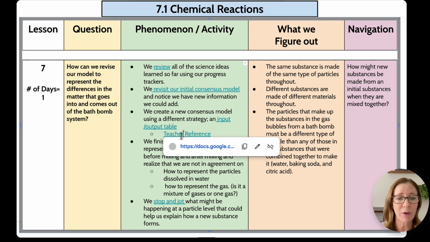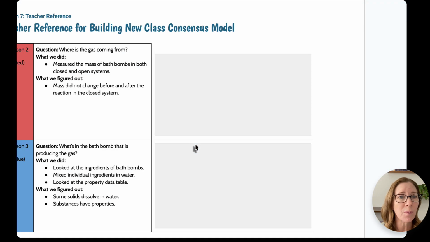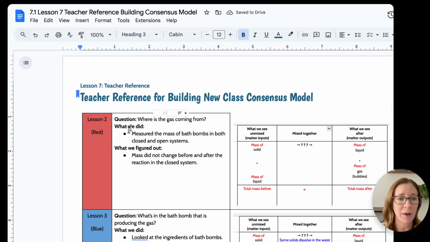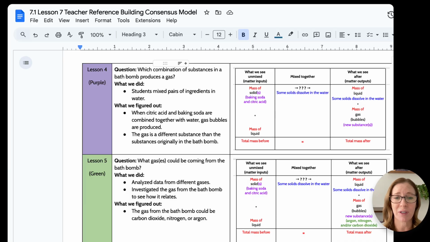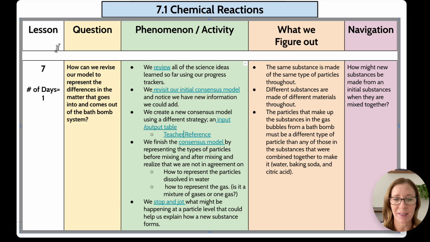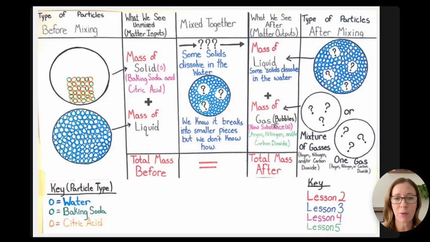There is a reference right here that walks you through each of the steps. This is what the lesson question was and what we figured out, just a reference of what you add to the table when you review those ideas from each lesson. And then we're going to look back at that consensus model and talk about those particles that we referenced with those little dots and different colors for different substances. We're going to finish the consensus model that we're starting with the input-output table by adding some of those particles like we did in that first one to this model as well.